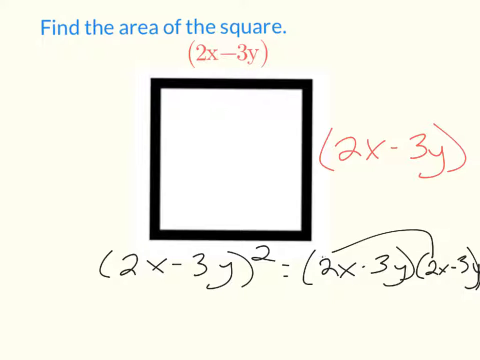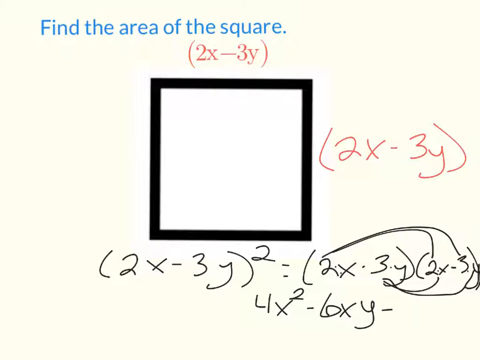And then we do the same thing. 2x times 2x is 4x squared. 2x times negative 3y, that's negative 6xy. We move to our negative 3y. Negative 3y times 2x, that's another negative 6xy. And then negative 3y times negative 3y, that's positive 9y squared.